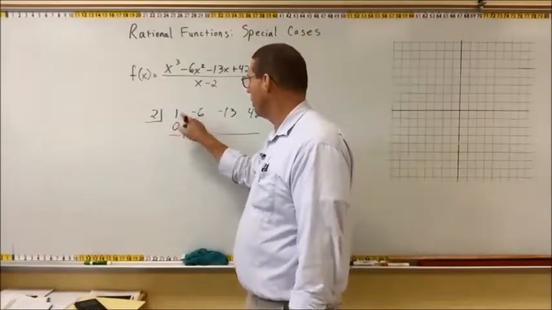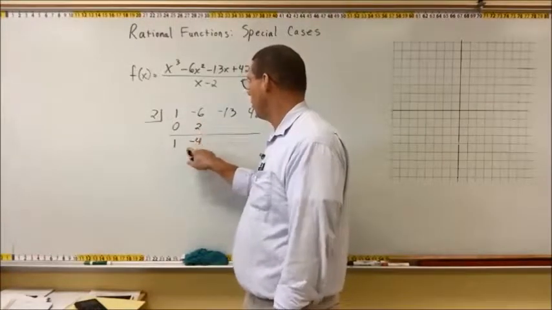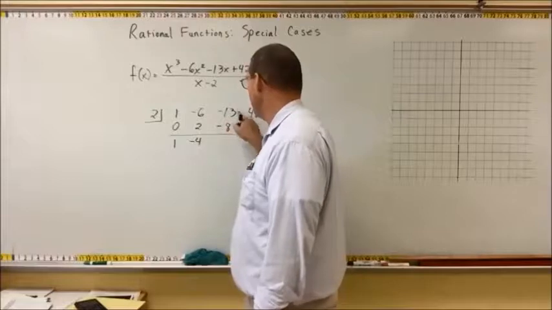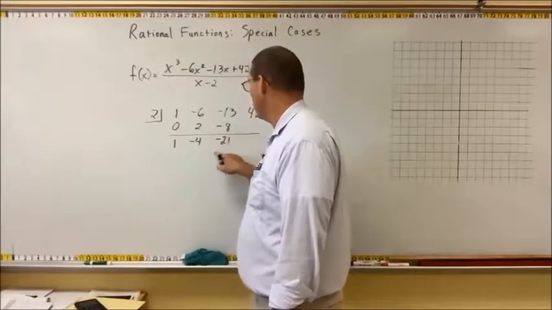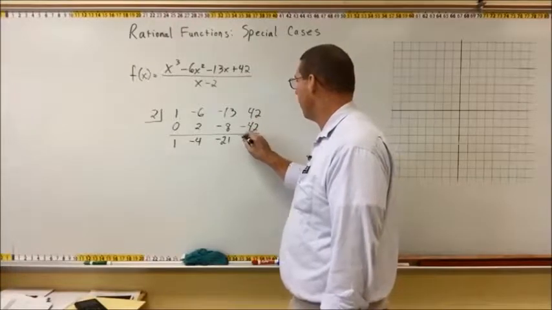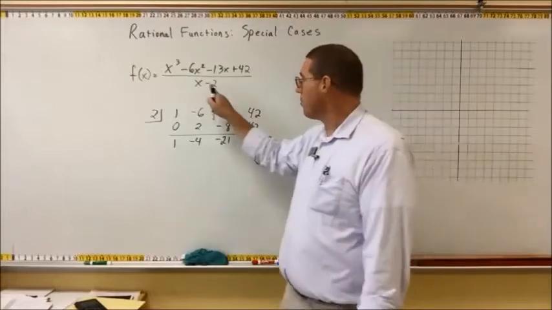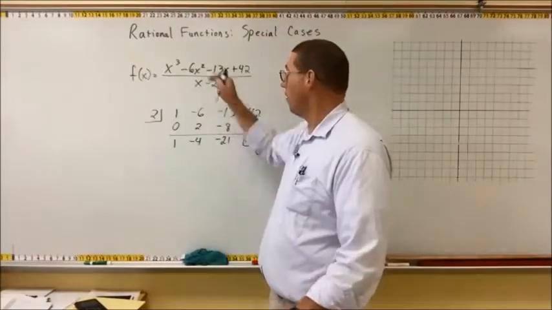So we'll put a 0 here. 1 plus 0 is 1. 1 times 2 is 2. Minus 6 is negative 4. Times 2 is negative 8. Plus negative 13 is negative 21. Times 2 is negative 42. And 42 minus 42 is 0. Now, because we have a remainder of 0, we know that x minus 2 is a factor of the numerator.